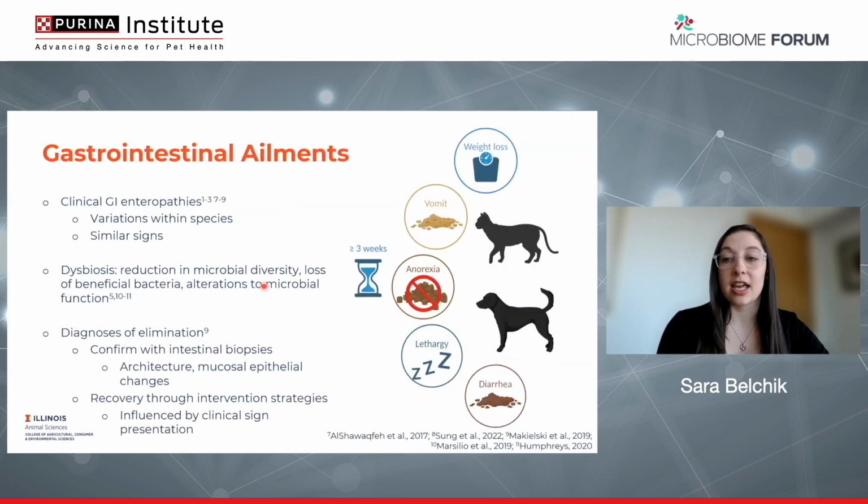While there are a lot of different gastrointestinal ailments, with a lot of variation within the species, there tend to be similar signs, as I've read throughout the literature, such as weight loss, vomiting, diarrhea, and lethargy. First and foremost, there's a lot of talk about dysbiosis, as we've all become more familiar with this term, which means a loss of diversity, a loss of beneficial bacteria, and overall alterations to microbiome function. Most of the time this is a diagnosis of elimination, though there can be confirmation through intestinal biopsies, for example. There's a variety of intervention strategies, influenced by the clinical sign or presentation.